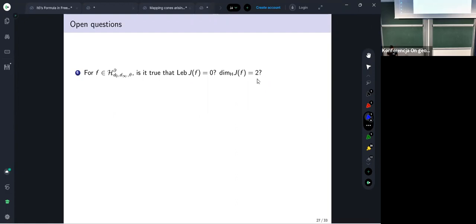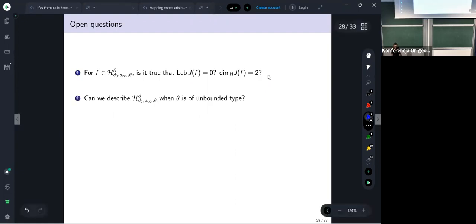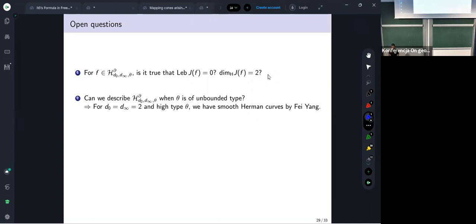Okay. And then secondly, can we also describe this limit space when theta is of unbounded type? So based on the talk that we saw by Fei Yang, we see that we can actually get smooth Herman curves for certain conditions, right? So in particular, he did such when theta is of high type.